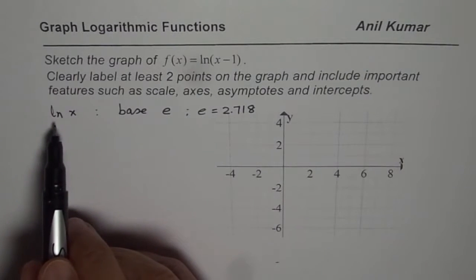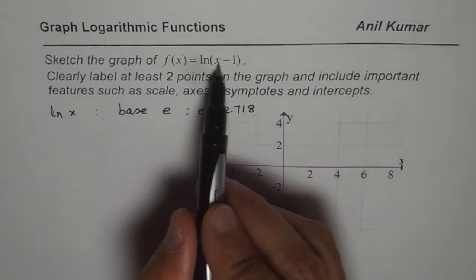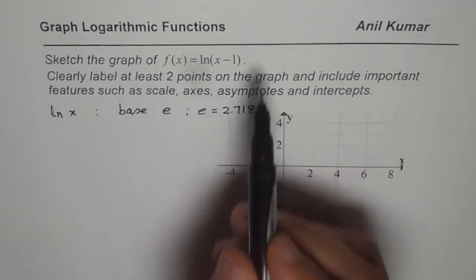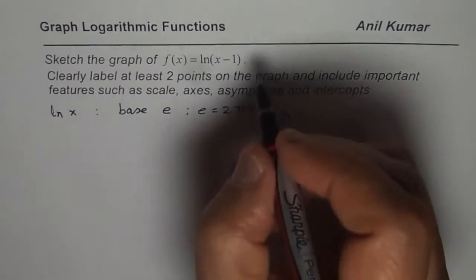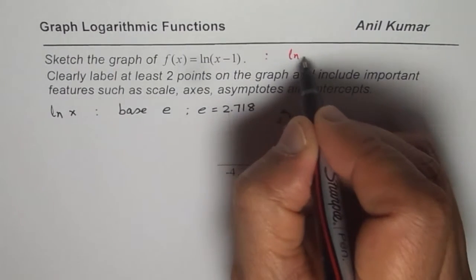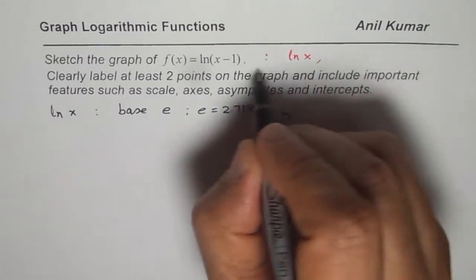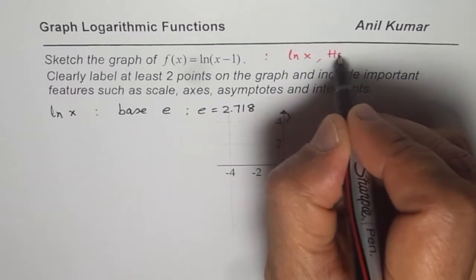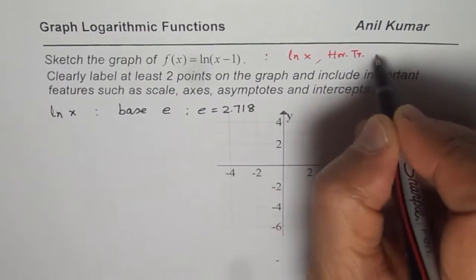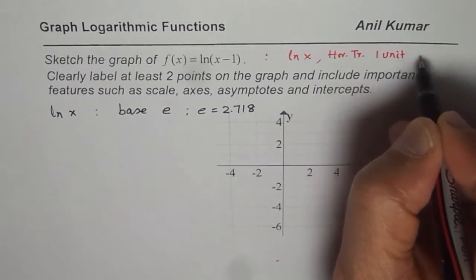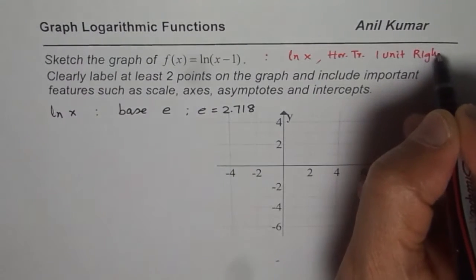Now first I will sketch the graph of ln x, and then what we will do is horizontally translate it 1 unit to the right. Is it okay? That is what we will do.